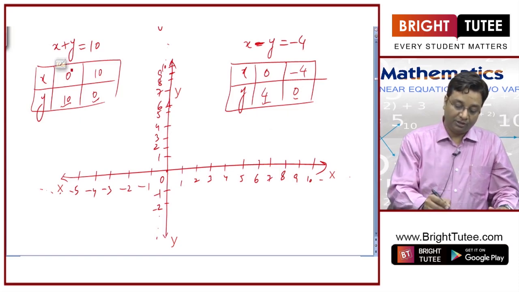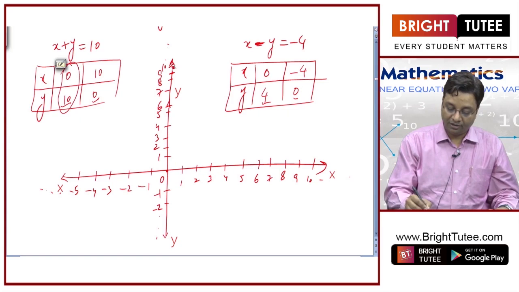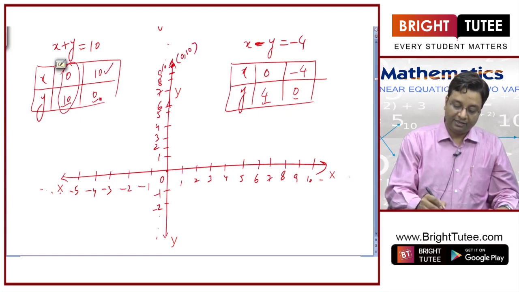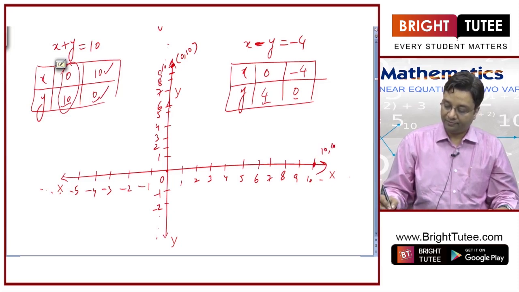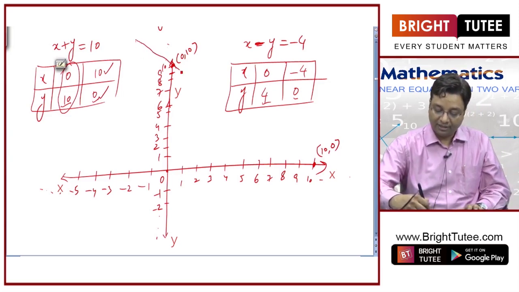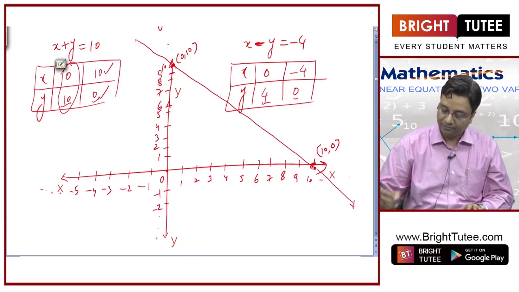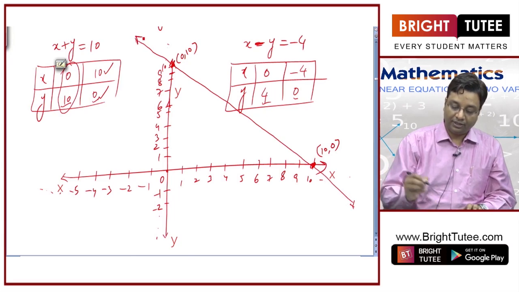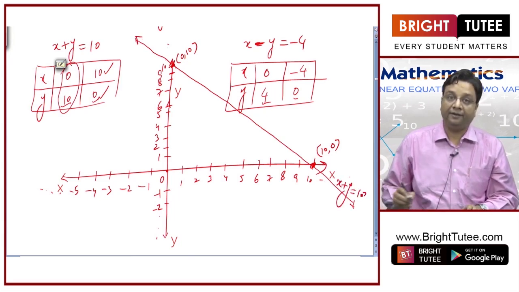So let's draw these points: x 0, y 10. So this point is 0, 10. X 10, y 0 is this point. What will be the graph? The graph will be a straight line passing through these two points. Okay. And what is the name of this line? X plus y equal to 10.